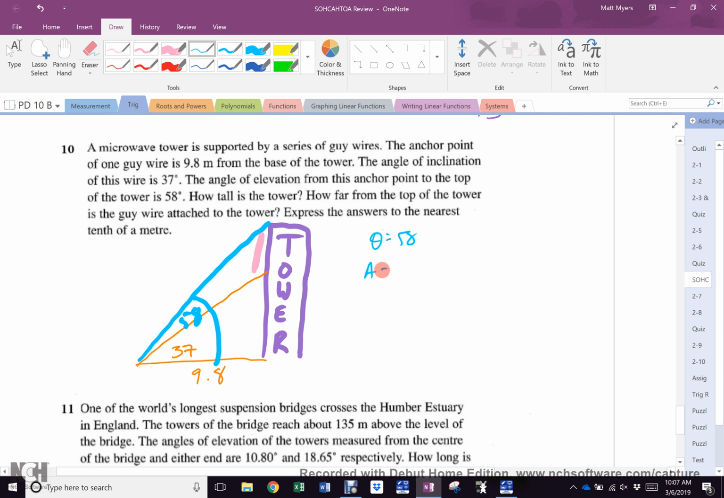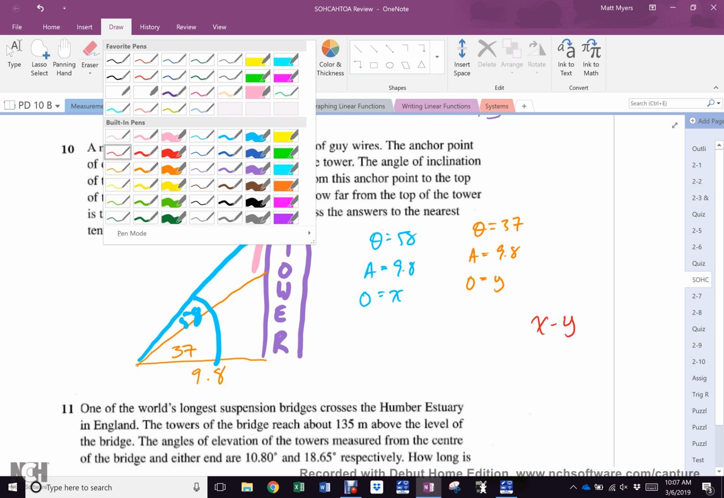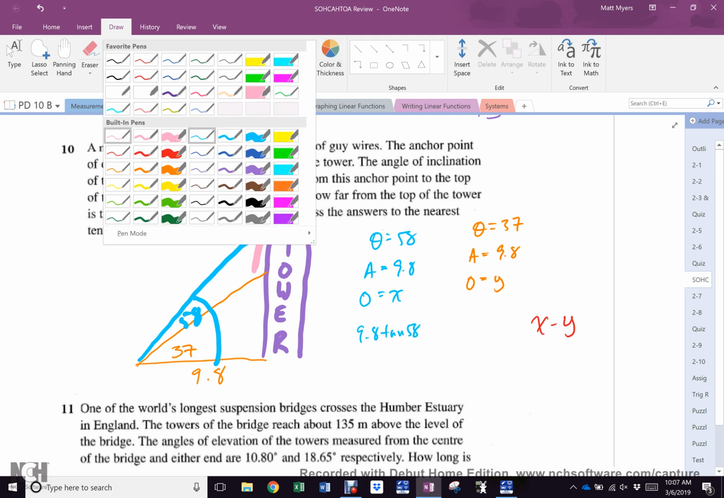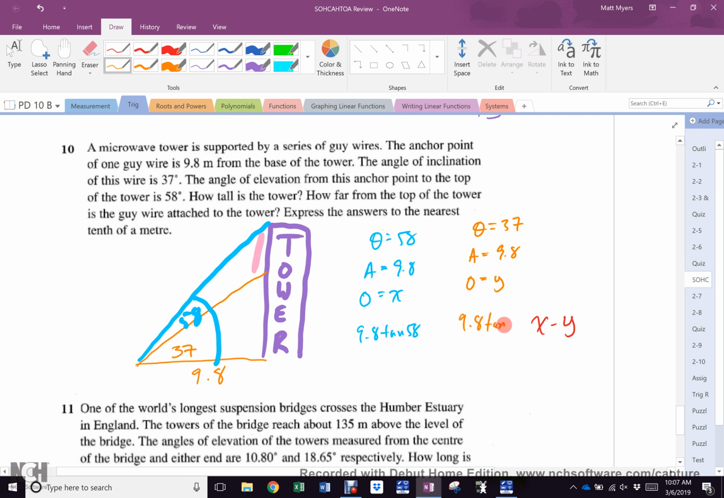So, blue 58, theta equals 58, adjacent equals 9.8, opposite equals x. Orange, theta equals 37, adjacent equals 9.8, opposite equals y. And my final answer is, of course, x minus y. So, 9.8 tan 58 and 9.8 tan 37. Subtract them, and you get your answer, which is what? How far from the top of the tower is the guy wire attached to the tower? And it is 8.3. For 3 marks, because you had to draw the triangle that time.